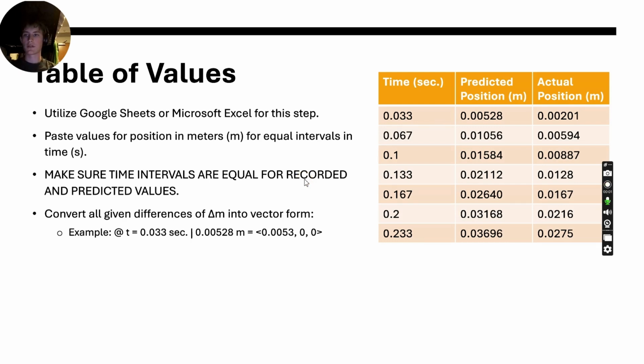Here we can represent the values in a table of values, and this includes the time that was taken, the predicted position, and the actual position. And this is a small snippet of what we actually took from the actual values.